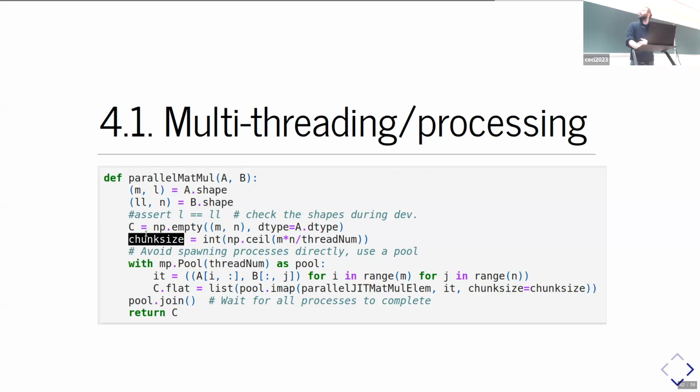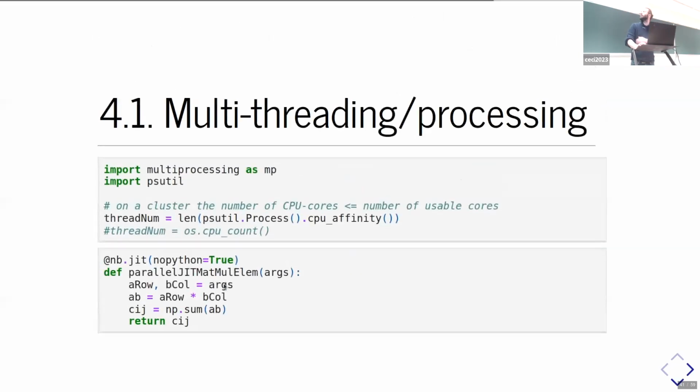I also define chunk size. This is the amount of work each independent worker should do, and it is basically the number of cells for which I will have a parallel worker divided by the number of threads I will allow myself to use. And this is the list. Well, it's not a list; it's actually a generator. But this is the sequence of arguments that I will use. So if you remember, that is the thing that will happen here.